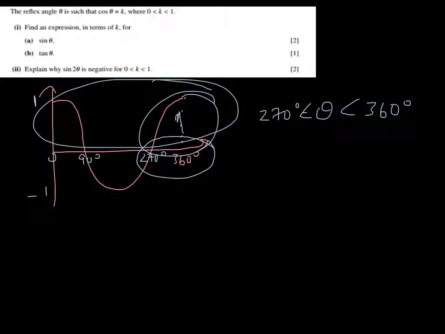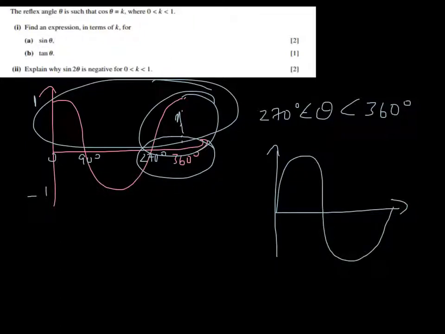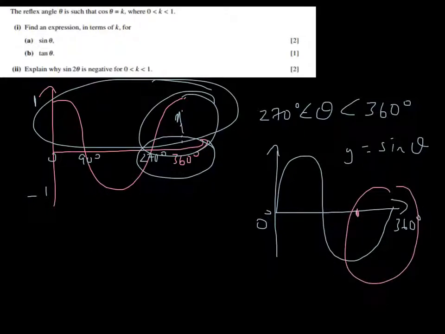So we have to look at what sine looks like in that quadrant. If we draw for ourselves a normal sine function like that, going from 0 to 360, that would be y equals sine theta. We know that we're only interested in values for the angle between 270 and 360, so we're only looking at this part here that goes from 270 to 360. And so you can see that in that quadrant for the sine function, it's going to be negative.